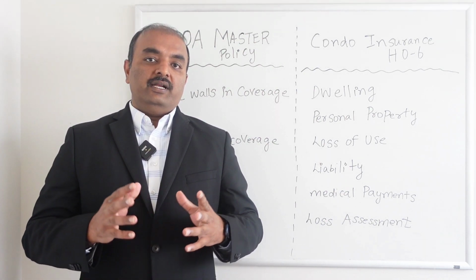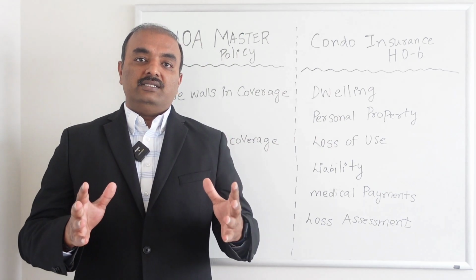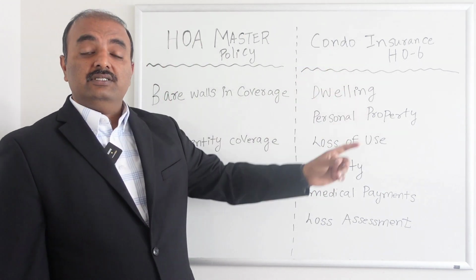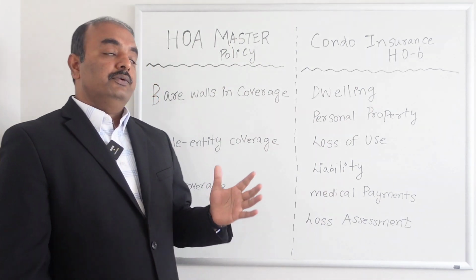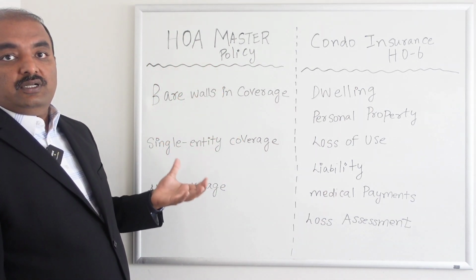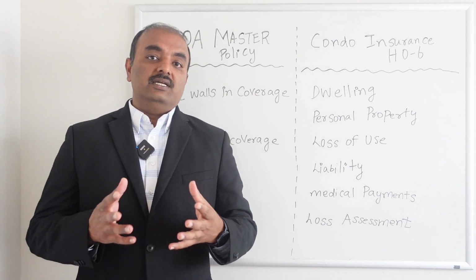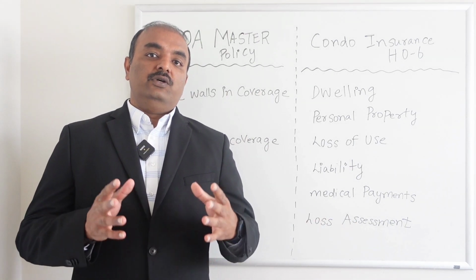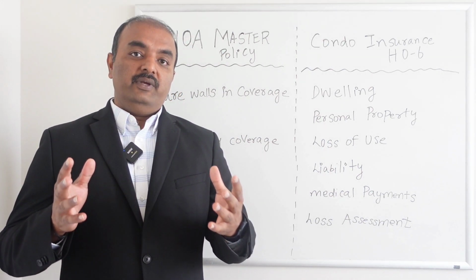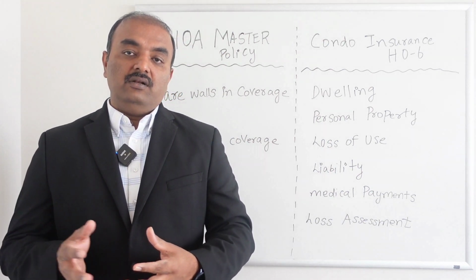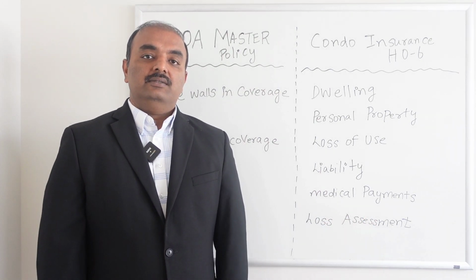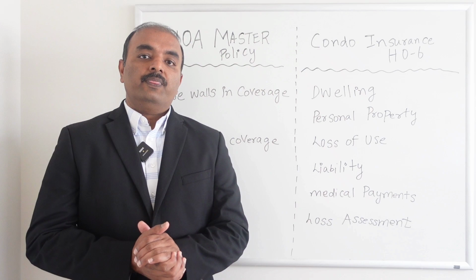I hope you understood it. It's very important that every time you get condo insurance, which is HO-6, you review your HOA master policy. The second point to consider is, when do you need loss assessment? As I told you, if you think that your HOA master policy has a limit which may not be sufficient in all scenarios, it's always safe to have loss assessment coverage, and that's what I wanted to cover basically.